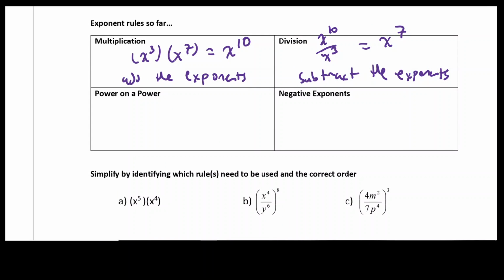The next rule we had was power on a power, and that is where you have one base to a power, and then that is raised to another power. In that case, when you only see the base once and it's got 2 exponents on it, you multiply the powers. You get x to the power of 6.